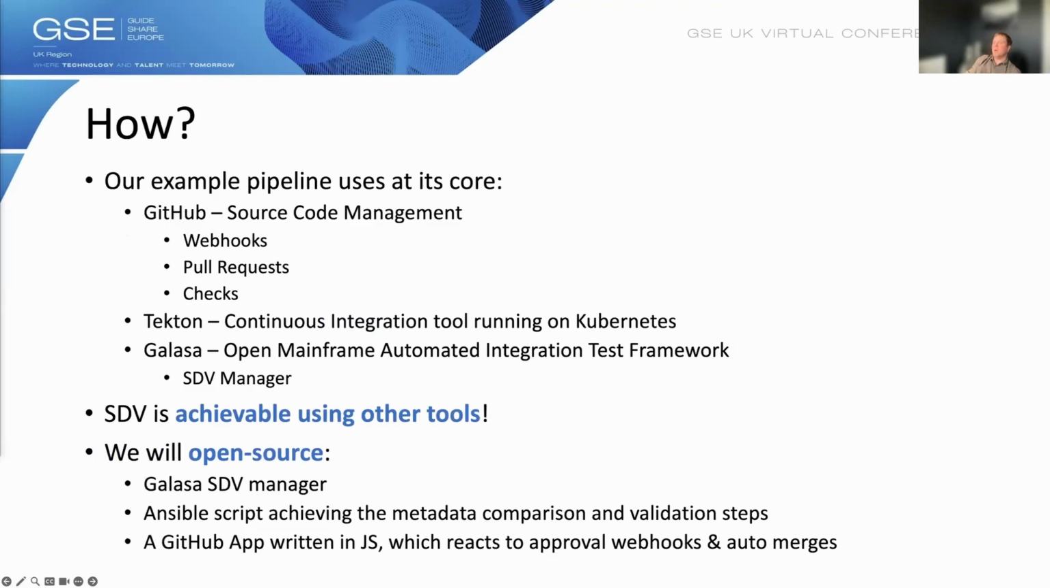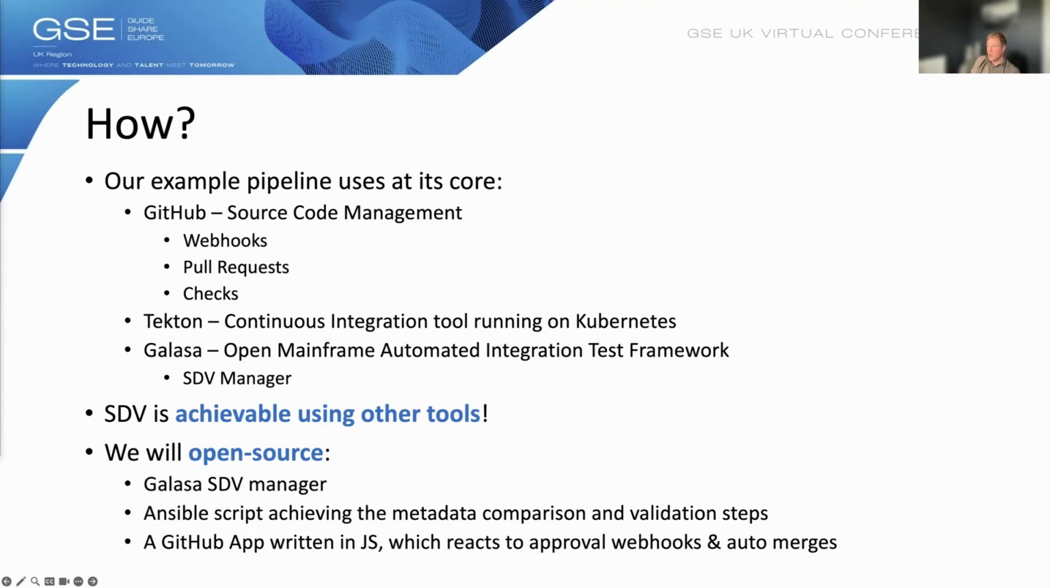So how do you do it? In my example, we're going to be using a lot of IBM approved tools. We'll use GitHub for source code management, making use of webhooks and pull request checks. Then we're going to use a tool called Tekton, which is like our version of Jenkins. It's a CI tool, and we're going to use Galasa, which is our automated testing tool. But it's completely achievable using other CI pipeline tools.